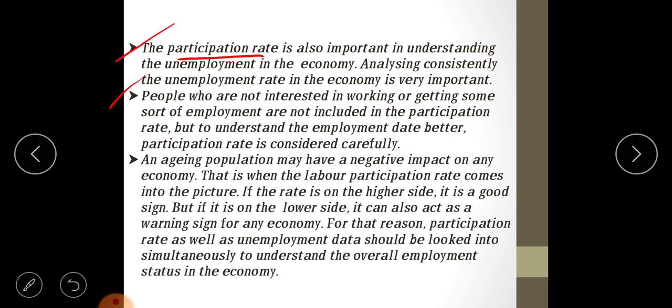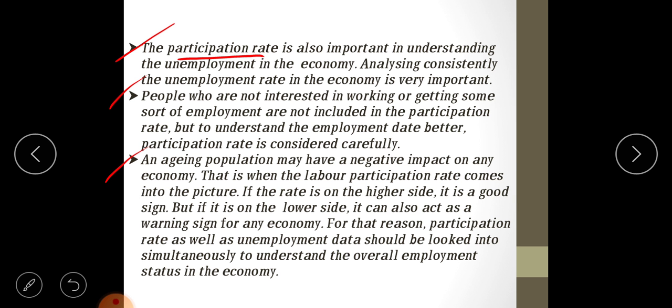But to understand the employment data better, the participation rate is considered carefully. An aging population may have a negative impact on any economy. That is when the labor participation rate comes into the picture. If the rate is on the higher side, it is a good sign, but if the rate is on the lower side, it can act as a warning sign for any economy.